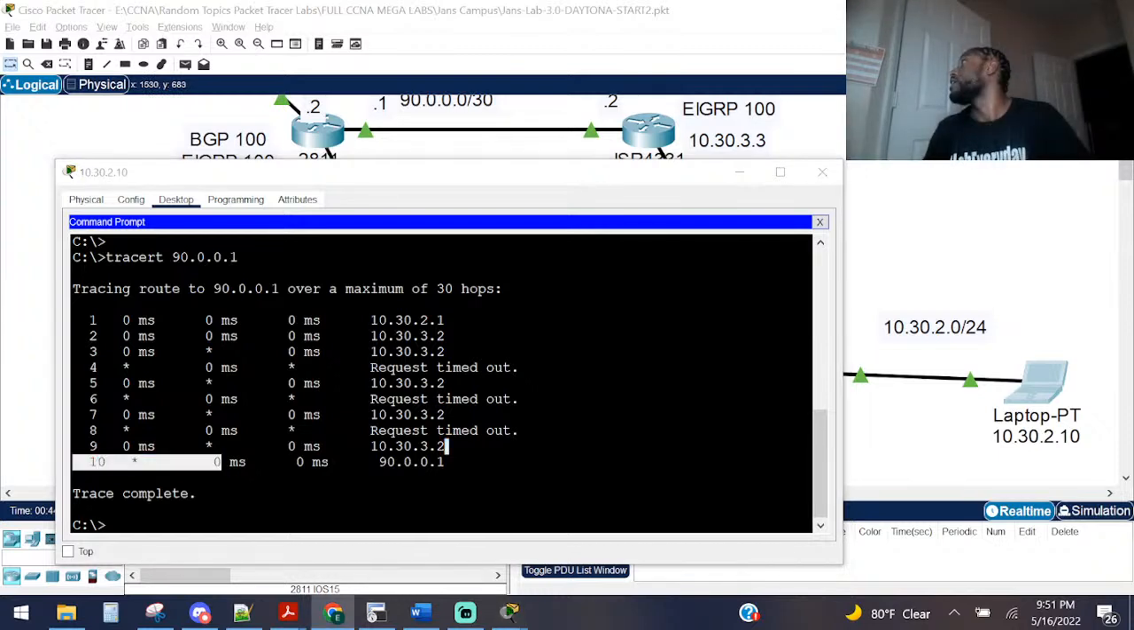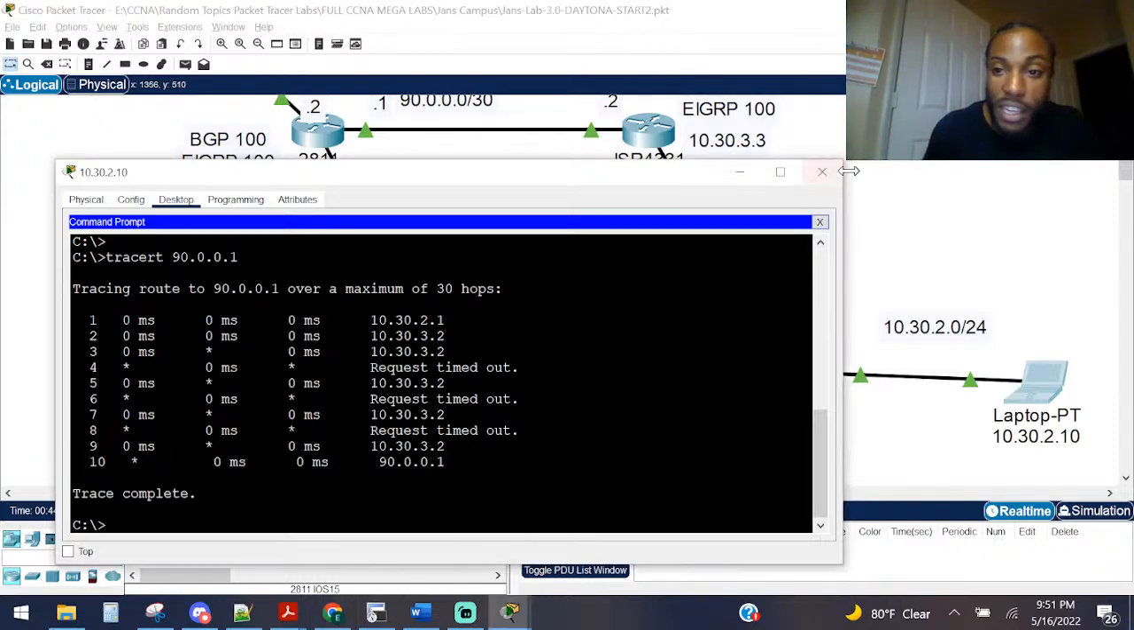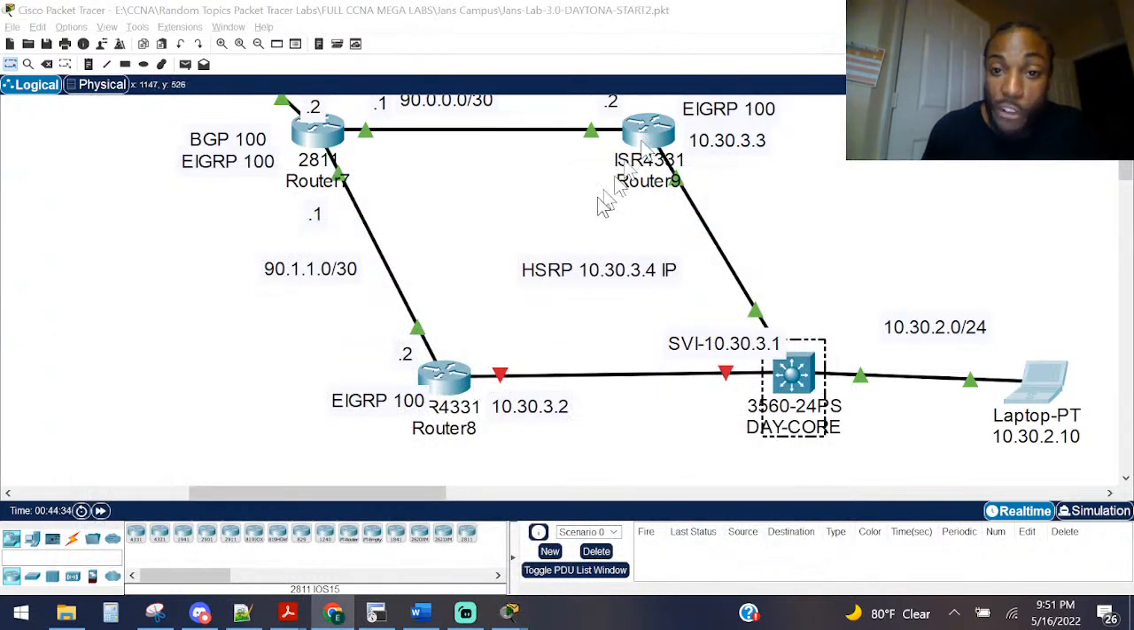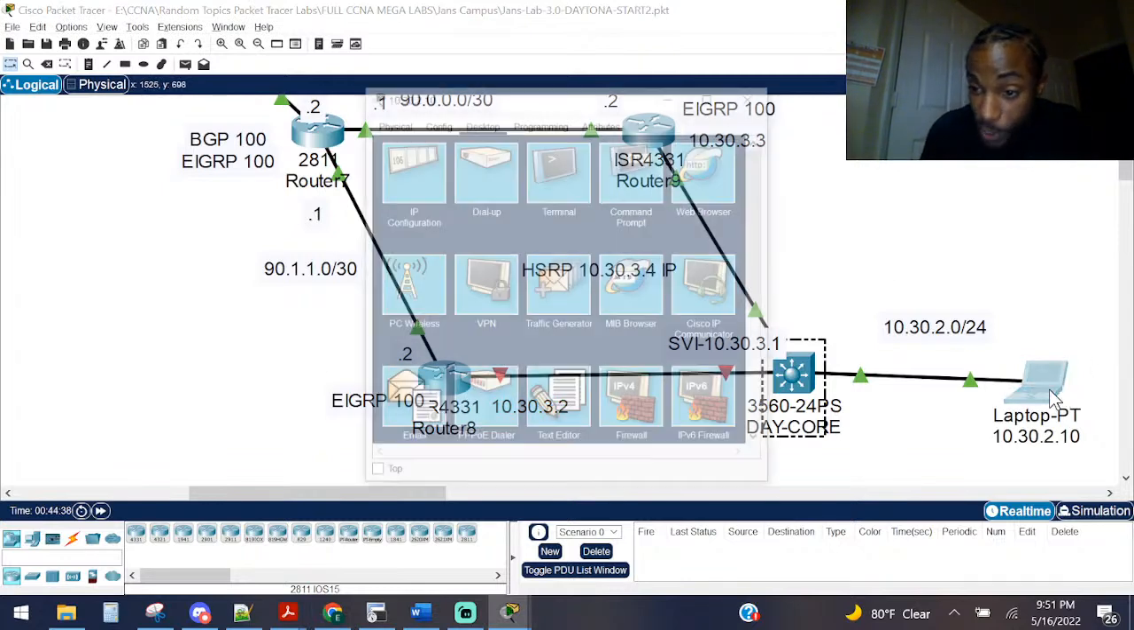Let's see. Bucky Rouse got it correct. Object tracking. Shout out to Bucky Rouse. That's what we got to do. We got to set up object tracking for this to work, right? So let me set that up, but we already see what happens when we shut this interface down. It does switch over to the HSRP peer, and theoretically he should be able to ping.